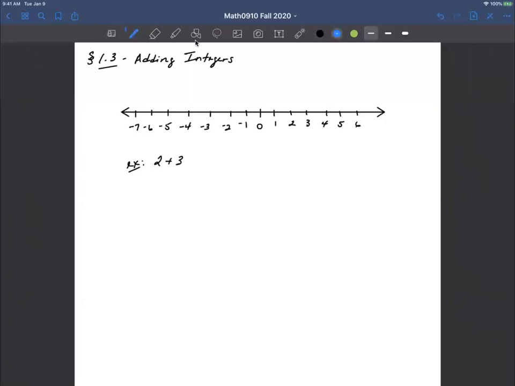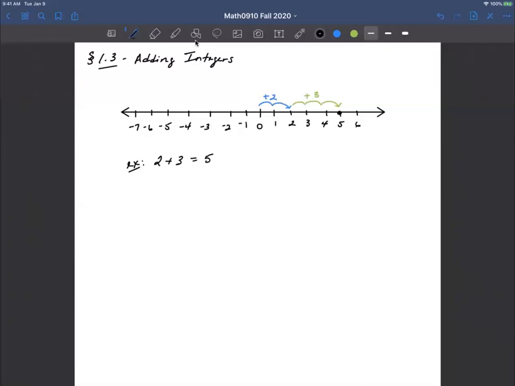So let's start with 2, and we know this 2 is positive because there's no sign in front of it. Everything starts at 0, or the origin, and we go 1, 2 units in a positive direction. That's our positive 2. Then we're going to add 3 to that, meaning we go 3 more units in a positive direction. So from the 2, I go 1, 2, 3 more units, my additional 3. Where do I land? Well, I land here at the 5. So therefore, we can conclude 2 plus 3 equals 5.